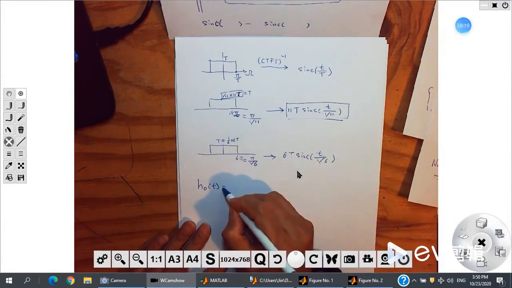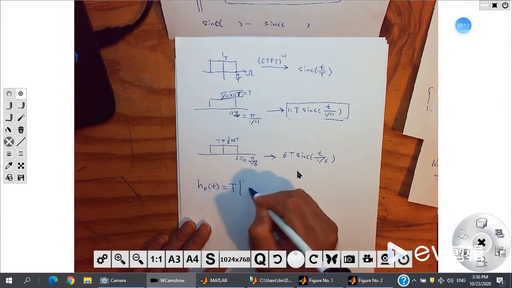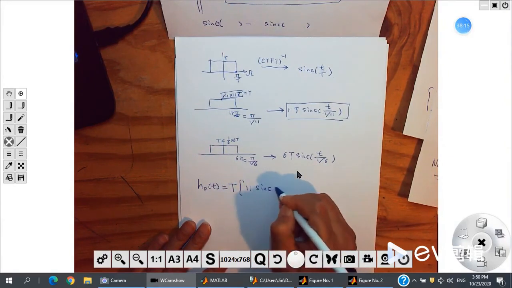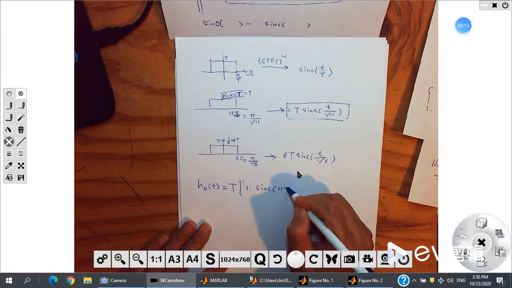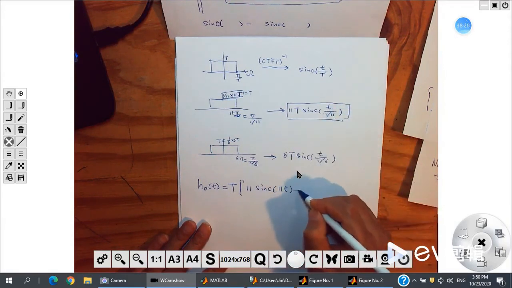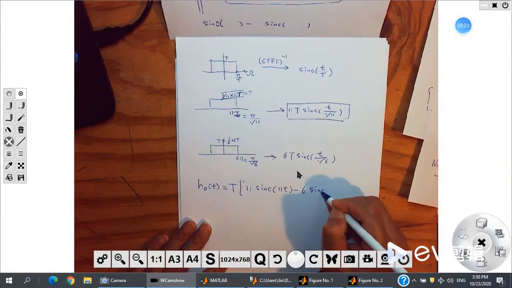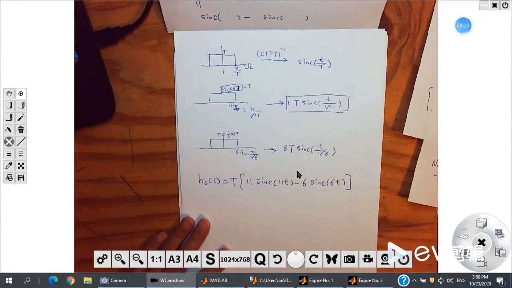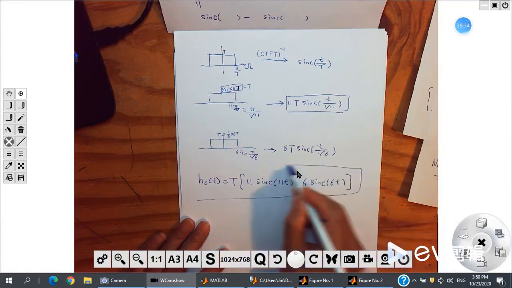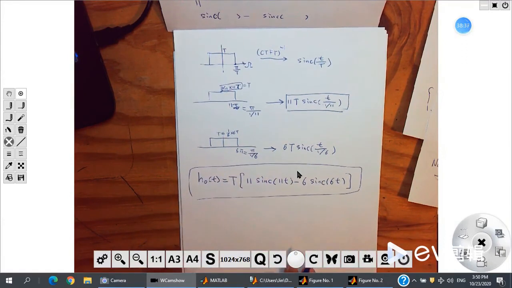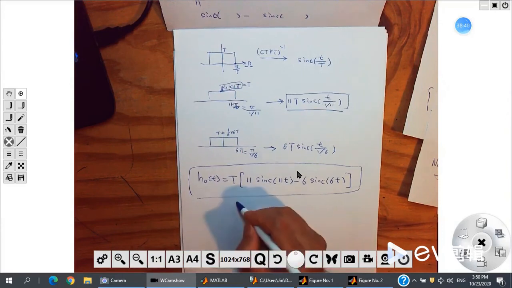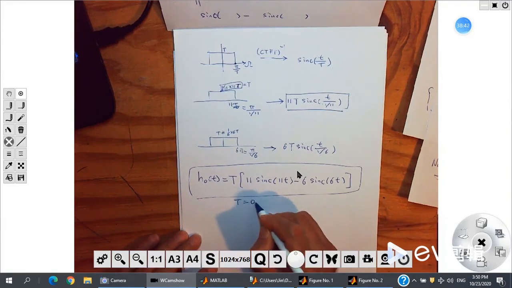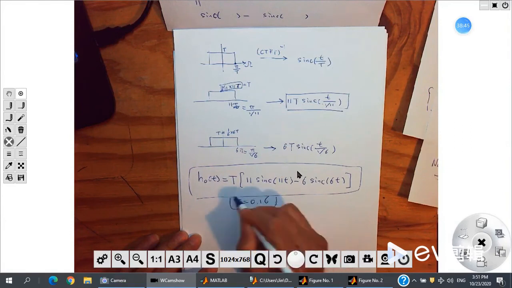So I put T in the front. It is 11 of the sinc function 11t, actually, right? Minus 6 of the sinc function, this is 6t. This looks kind of strange. Alright, we have H0 is this one, and T is 0.16. So we have H0 looks like this.